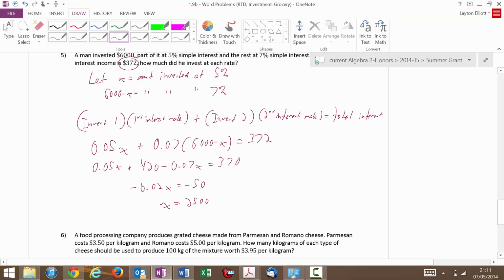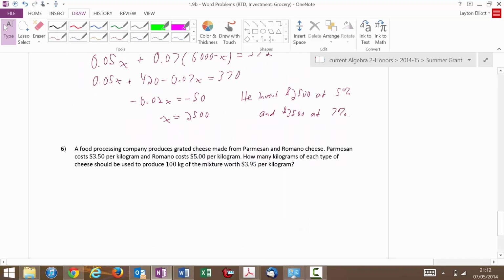So it says how much did he invest at each rate? He invested $2,500 at 5%, and 6,000 minus 2,500 is 3,500 at 7%.